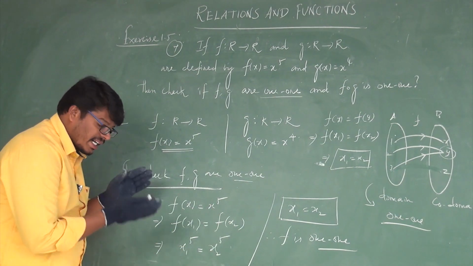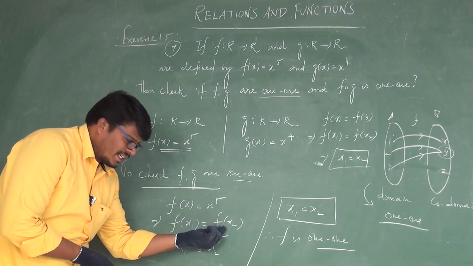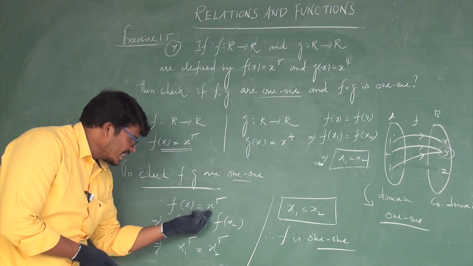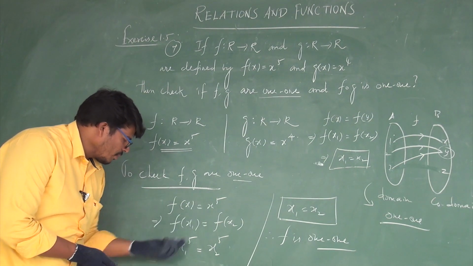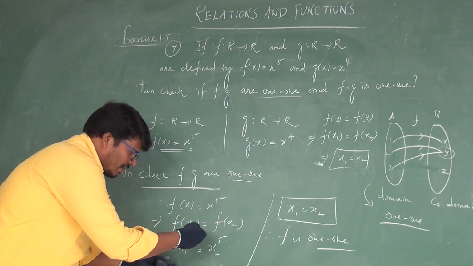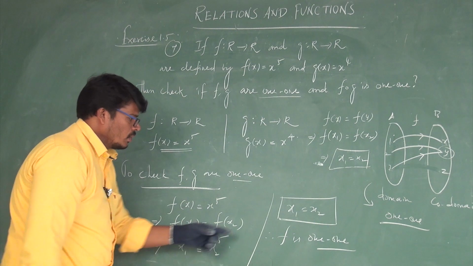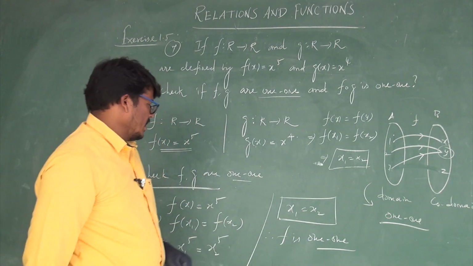The condition for a one-one function is f of x1 equal to f of x2. Here f of x is x power 5. Substituting, x1 power 5 equals x2 power 5, the powers cancel, and x1 equals x2. Both are equal, therefore f is a one-one function.